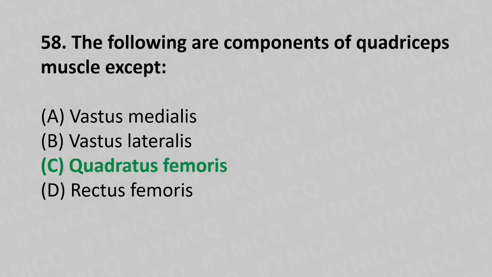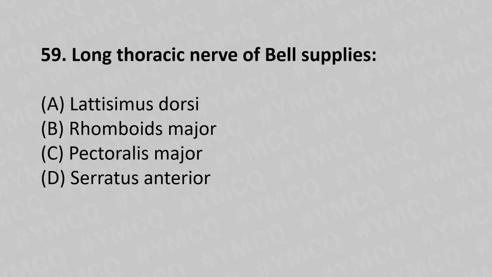Moving to our 59th question, long thoracic nerve of Bell supplies option A, latissimus dorsi. Option B, rhomboids major. Option C, pectoralis major. Option D, serratus anterior. And the answer is option D, serratus anterior.